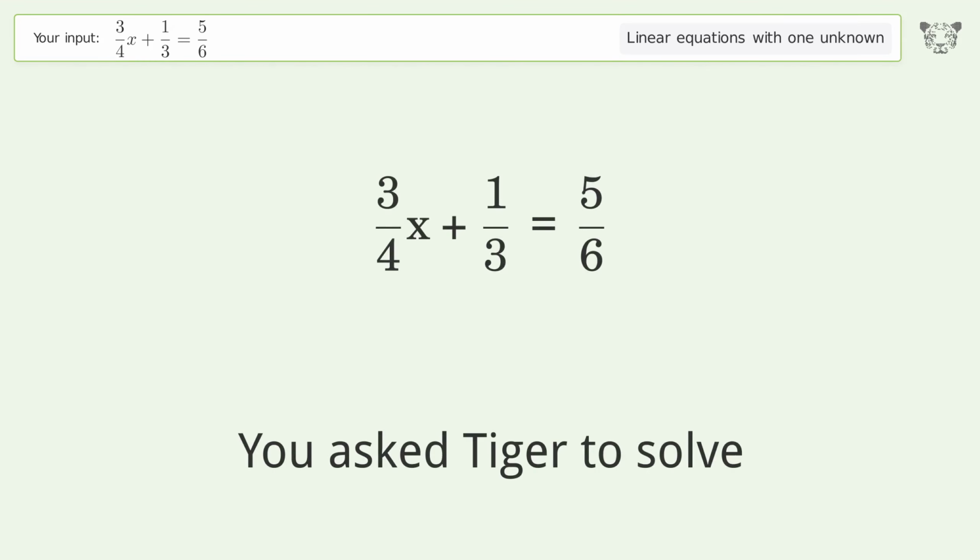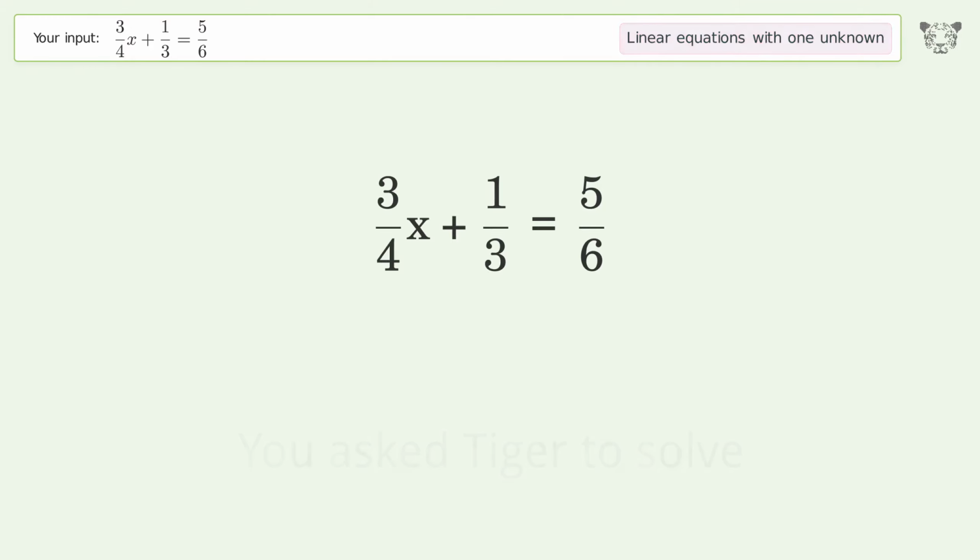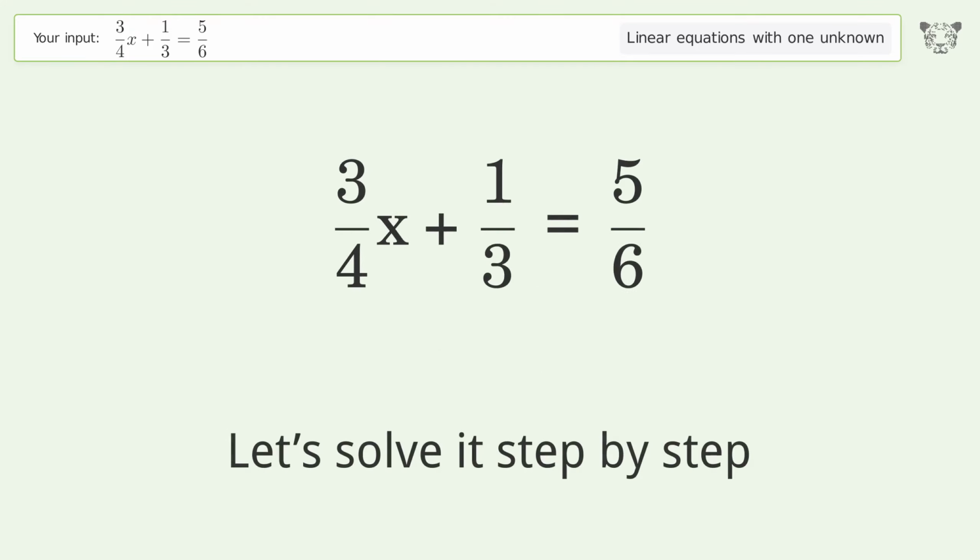You ask Tiger to solve. This deals with linear equations with one unknown. The final result is x equals 2 over 3. Let's solve it step by step.